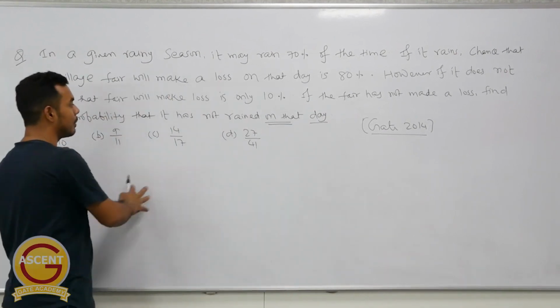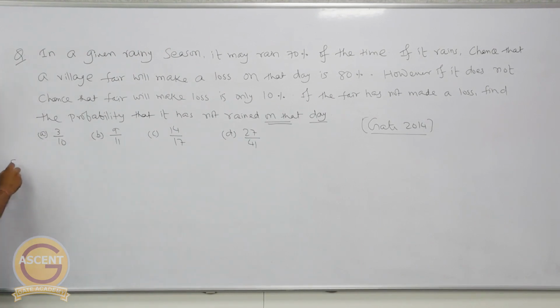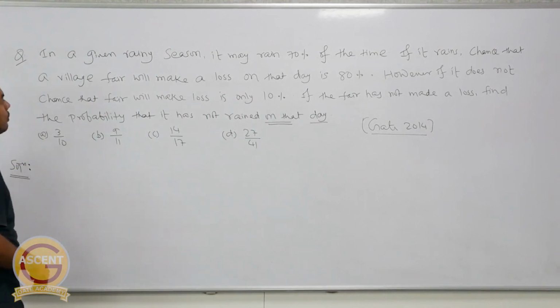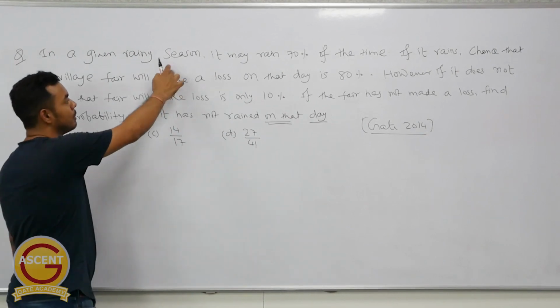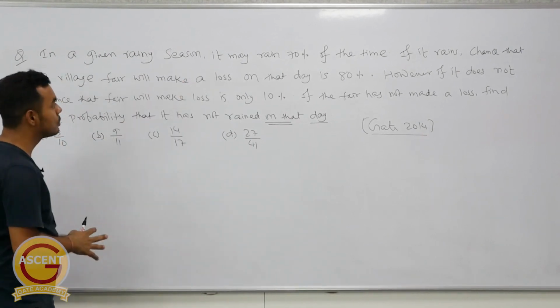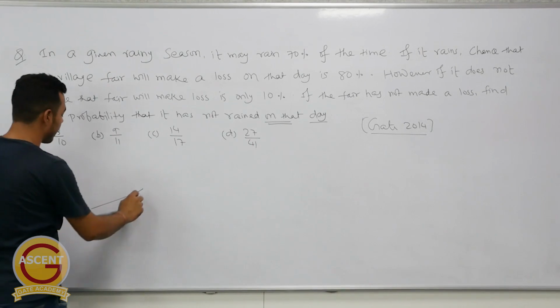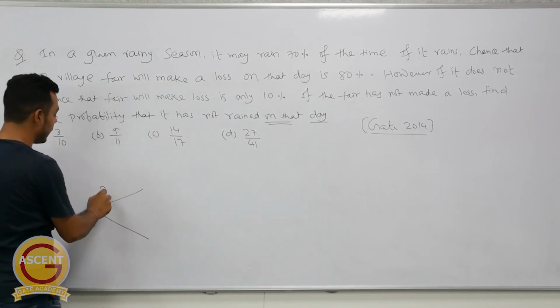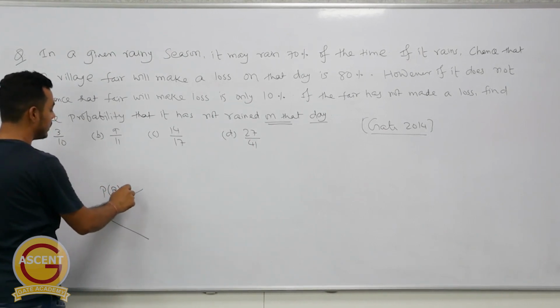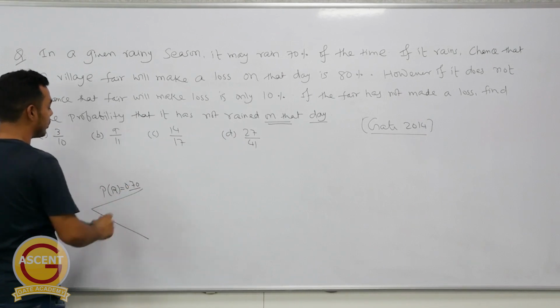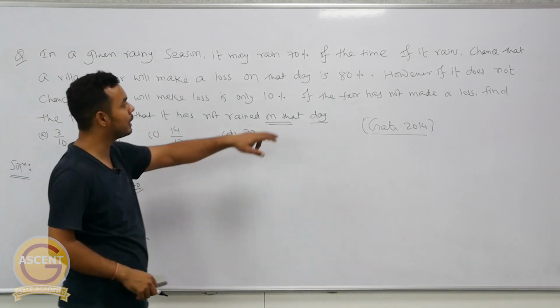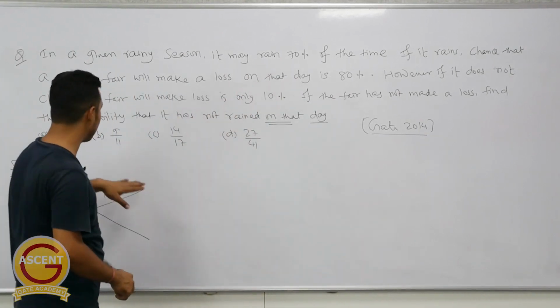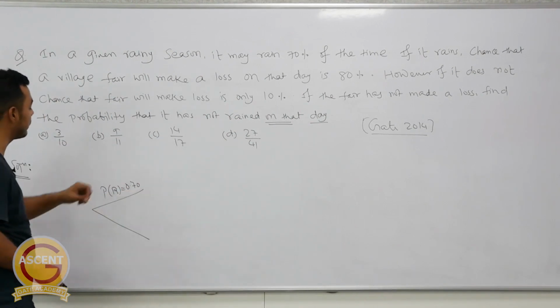So again, this is a problem of Bayes theorem, and we have to solve this problem using a tree diagram. See, there are two possibilities. One is that it will rain, and the other possibility is that it will not rain. So I'm going to draw two arrows. The probability that it will rain is 70%, so this means 0.70. It is given that it may rain 70% of the time, so the probability that it will rain is 0.70.